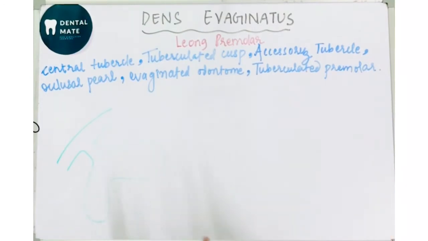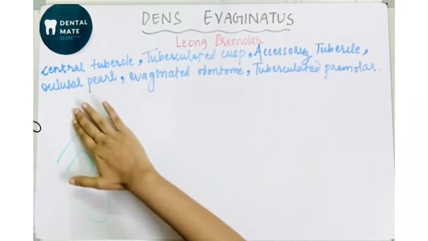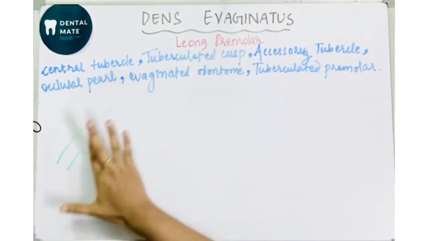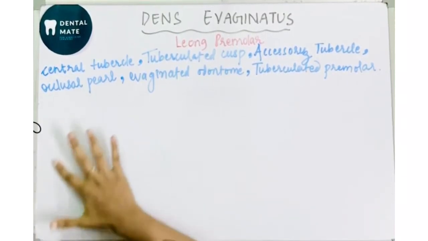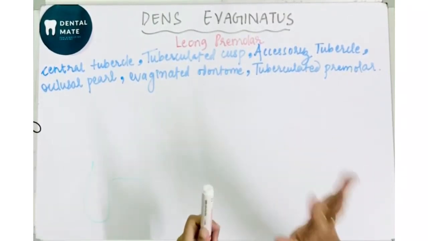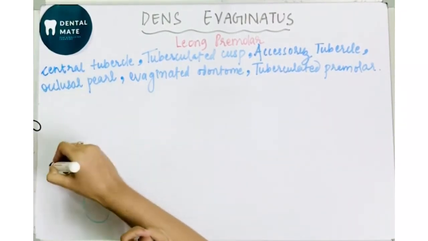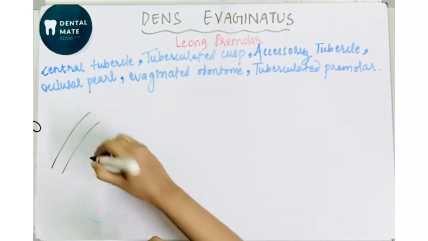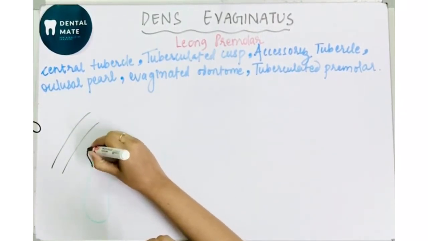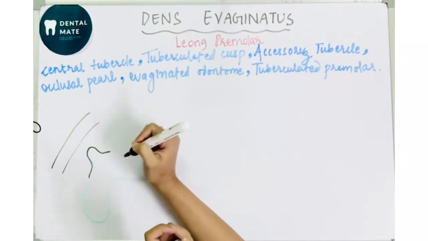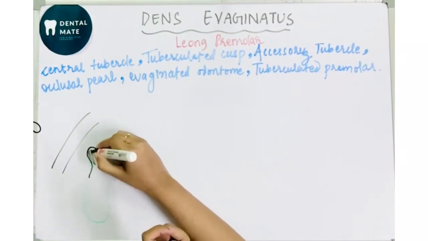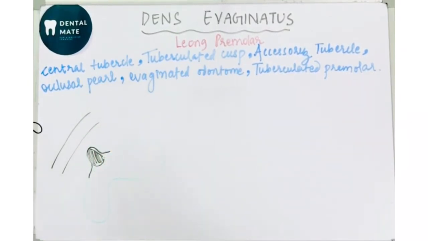Okay, see what happens in dens invaginatus is, suppose this is the enamel organ, the oral ectoderm, the dental lamina. In the advanced bell stage, this connection is broken off. That is, the dental lamina degenerates, because of which the connection with the oral ectoderm breaks. Now what is occurring in this enamel organ? Outpouching of the enamel organ. Okay, so because of this outpouching of the enamel organ, there is a tubercle that is formed on the tooth.